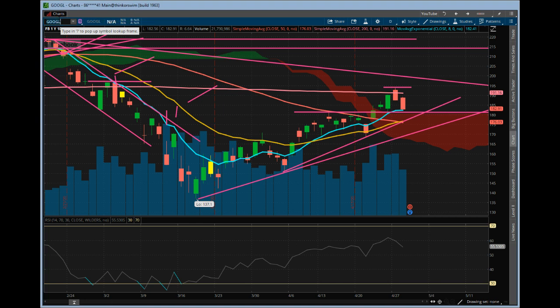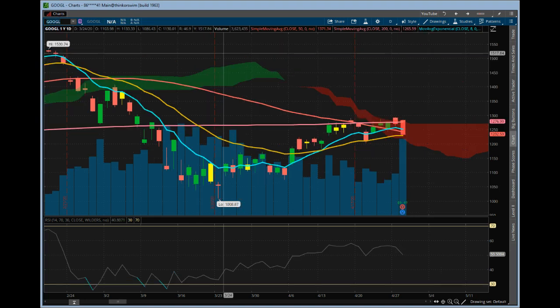But let's see where Google is right here. It had an expected move, I think, like 60 points today. So let's see where it got to here after hours.